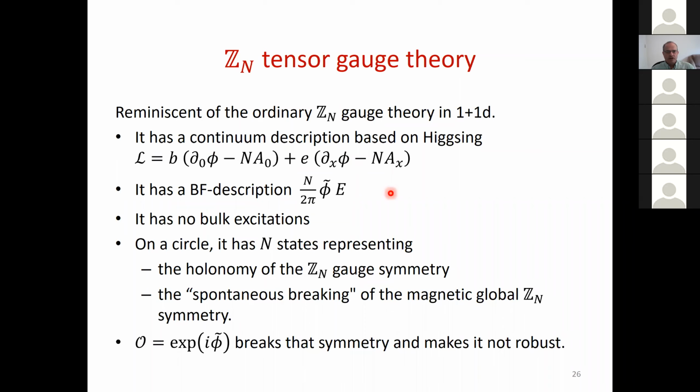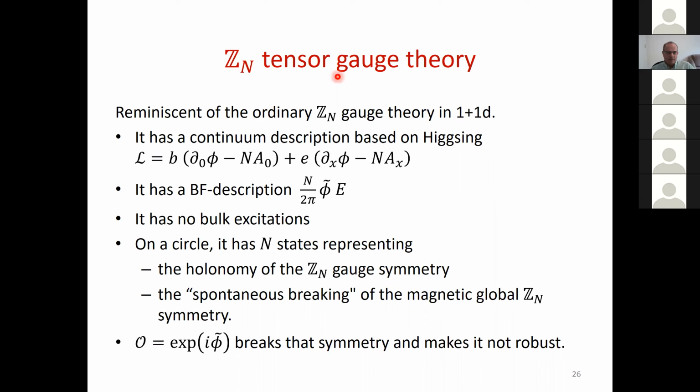There are no bulk excitations. The Zn gauge theory in 1+1 dimension is characterized only by the holonomy around the circle. The holonomy has n different values, and correspondingly there are n states in the Hilbert space. And we can also describe these n states as associated with, quote-unquote, the spontaneous breaking of a magnetic global Zn symmetry. The Zn gauge theory in 1+1 dimension can be thought of as a system that has n ground states related by an ordinary Zn symmetry.